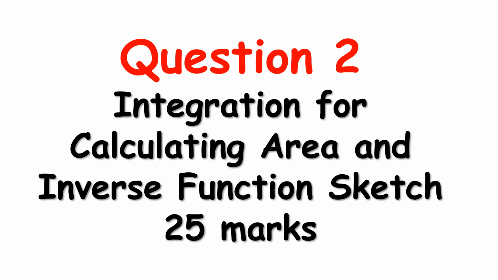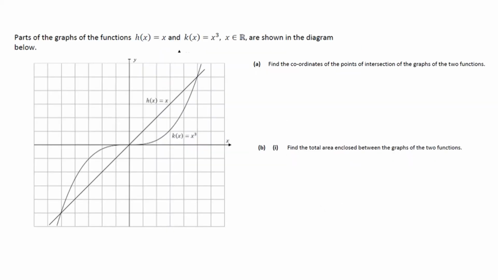Question 2, integration for calculating area and also an inverse function. So now let's use integration for area. This is one of the main reasons why we use integration. It's to find the area between two curves or an area underneath a curve. Part of the graph of the function h of x equals x and k of x equals x cubed are shown in the diagram below. Find the coordinates of the point of intersection of the two graphs.